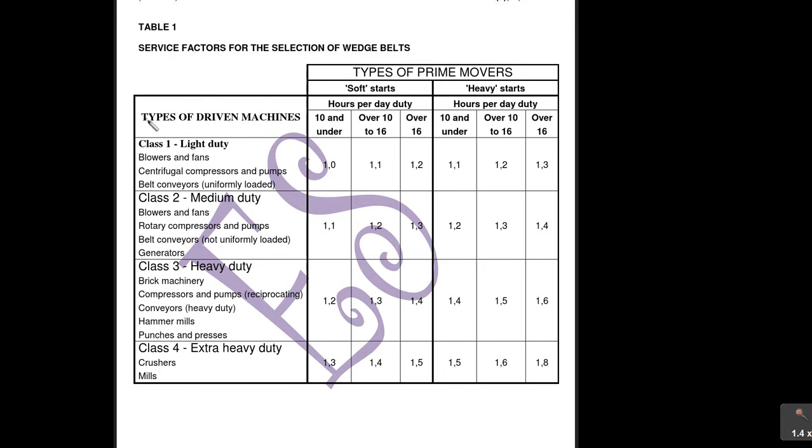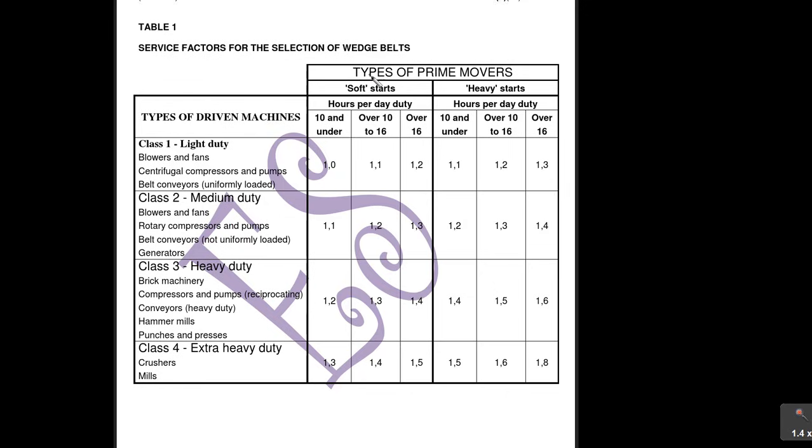The first thing you need to focus on is the type of the driven machines. Now in the statement they will tell you if you are dealing with light duty, medium duty, heavy duty, or extra heavy duty. They will tell you that. Sometimes if they do not mention about these duties, they will actually tell you about the machinery. For example, they can say a hammer mill. So if they say a hammer mill, you must focus under heavy duty because that's where you find a hammer mill. If they say crushers, you must focus under extra heavy duty. But the key thing is you need to know that there are 4 classes: light, medium, heavy, and extra heavy duty.